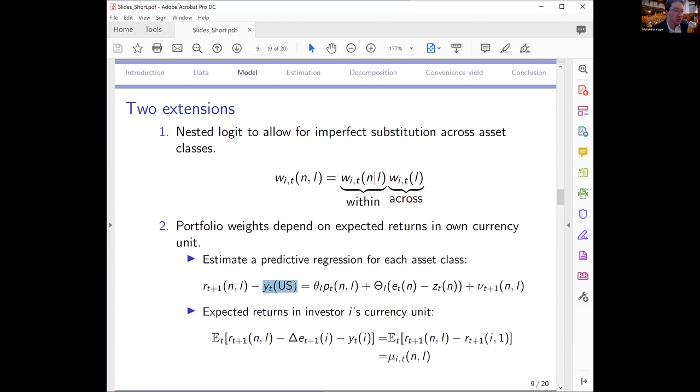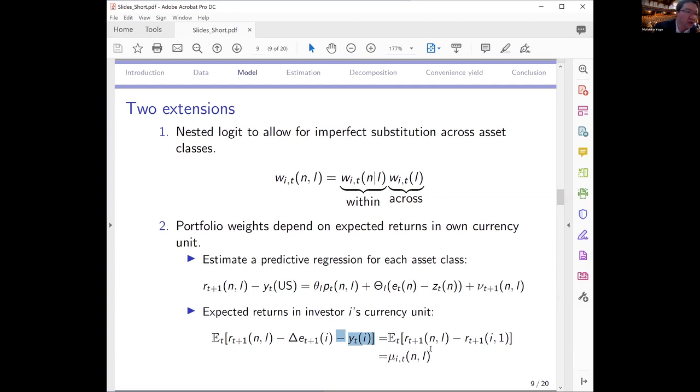Minus the US short-term yield. You regress that on the market to book ratio and the real exchange rate, right? It's a predictive regression, and that gives you an estimate of expected returns on UK debt. And now you can change the units to the local currency unit. So for example, in the case of Japanese investors, they care about the returns in yen. Right, so if you subtract the nominal appreciation of the exchange rate minus the short-term rate in Japan, then that gives you the expected return of Japanese investors on UK debt.